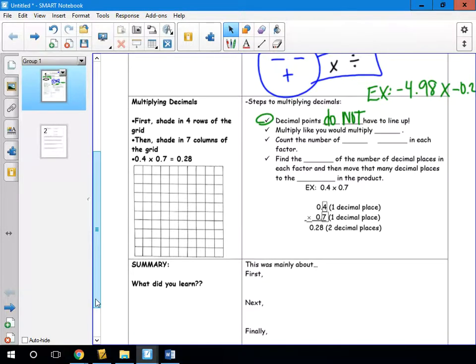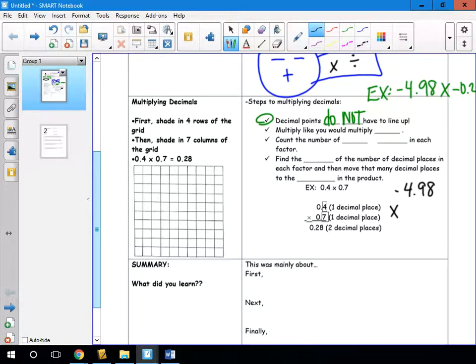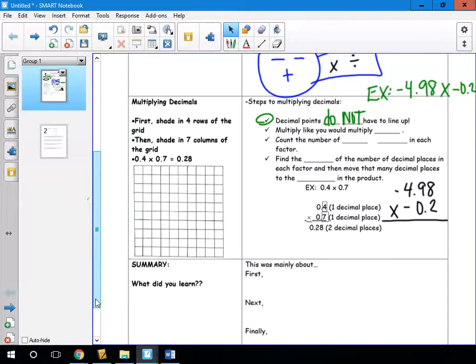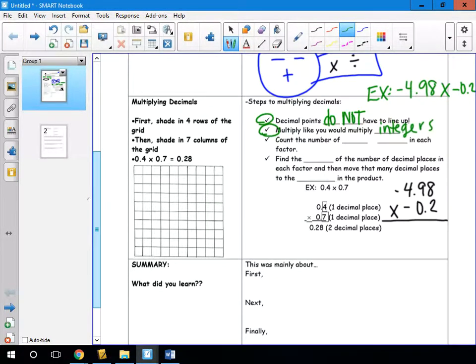Okay, so when we take our example and we set it up, we could do negative 4.98 times negative 0.2, and I don't have to line them up. And typically I take the one with the most digits and I put that one on top. Okay, so step 2, you are going to multiply just like you would multiply integers. Okay, so we're going to multiply just like we've always multiplied.